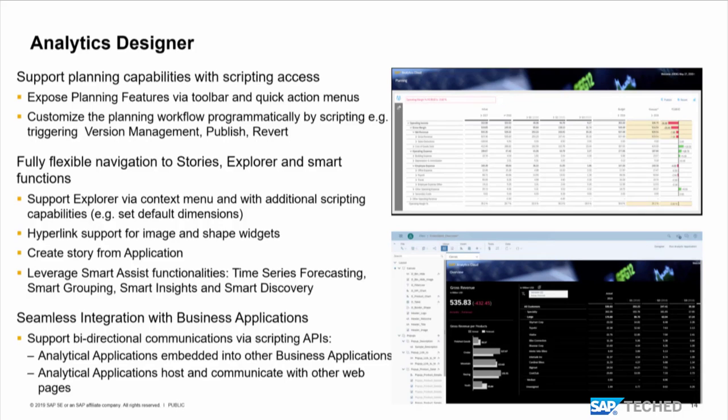So who of you already uses the planning features in the SAC? Then you know that with SAC planning you have a toolbar and you have a button there where you can publish or revert versions, etc.